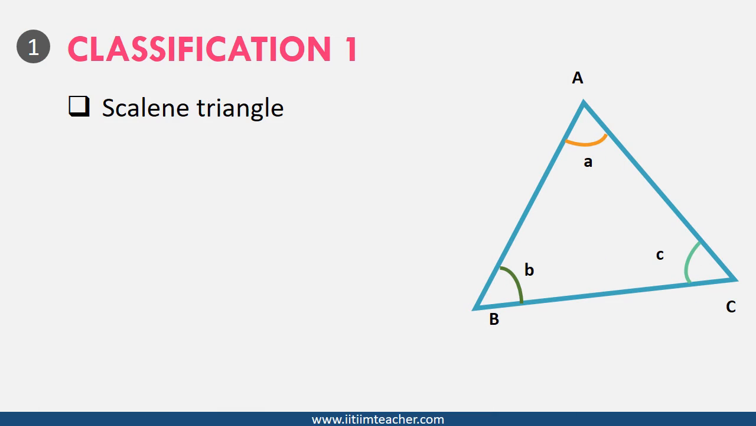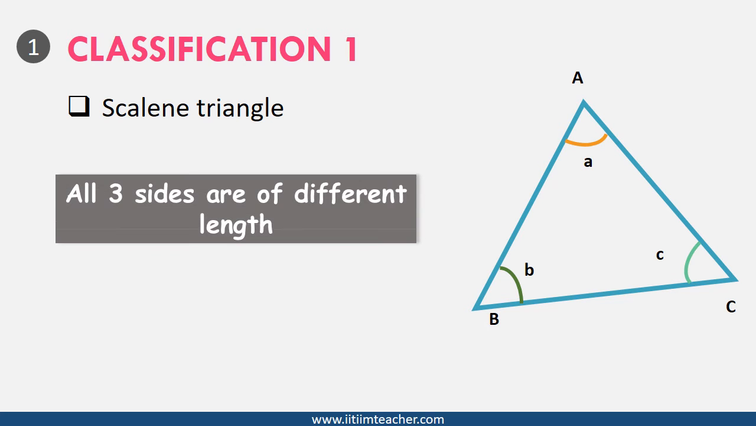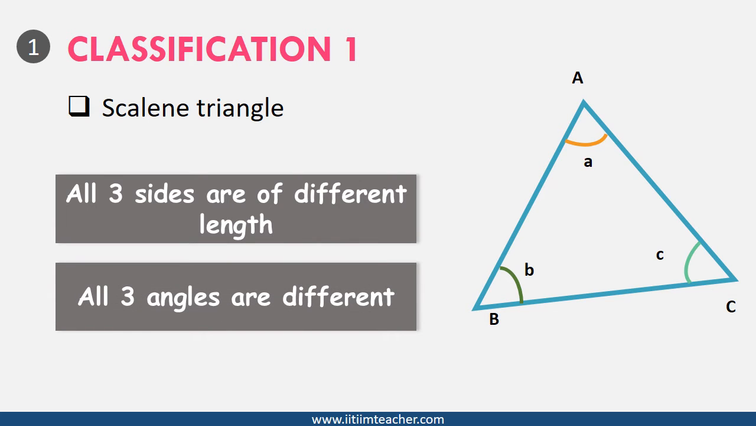The last one is scalene triangle. All three sides are of different length. None of the sides are equal. Same is the case with angles. None of the angles are equal. Everything is different here.